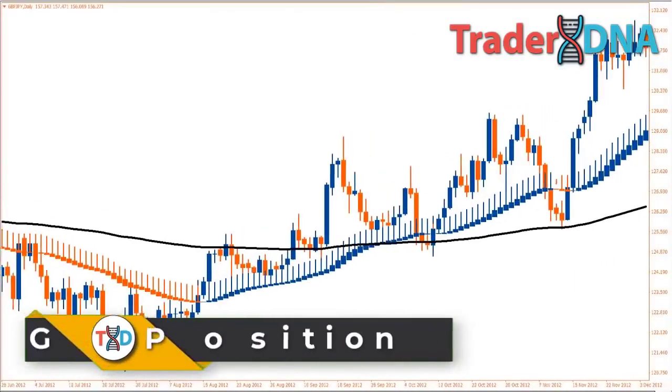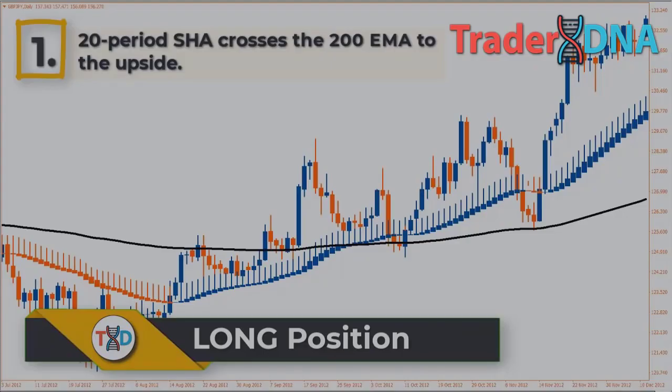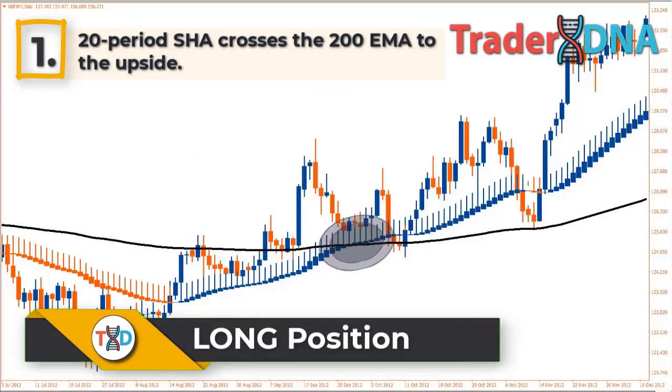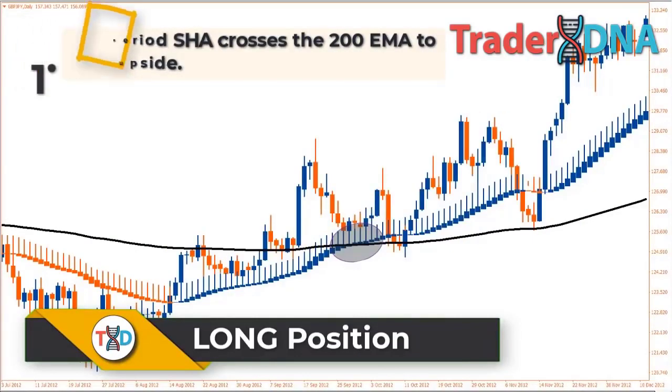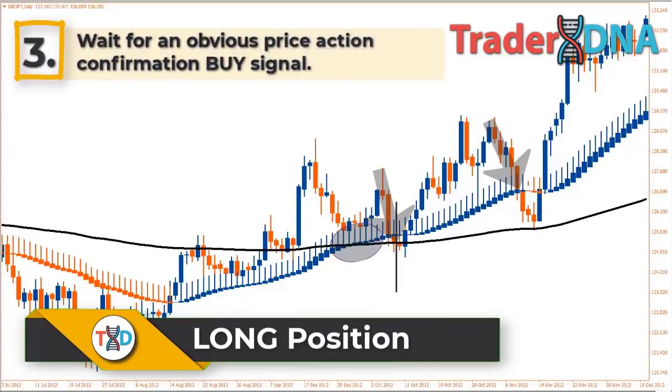Buying rules or long position. Rule number 1. The 20 period smoothed HEIKEN ASHI crosses the 200 exponential moving average to the upside. Rule number 2. Wait for price to rally back to the 20 period smoothed HEIKEN ASHI. Rule number 3. Wait for an obvious price action confirmation buy signal or setup to form in the market.